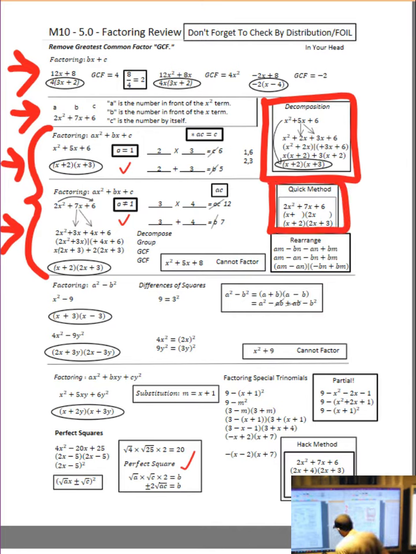So remember, if you just want to do decomposition all the time, do it. If you can recognize when A is equal to 1 and you want to do the quick method, do it. If you want to do the quick method all the time, do it. Either way, be very careful when A is 1 and A is not 1. Remember, sometimes you just cannot factor.